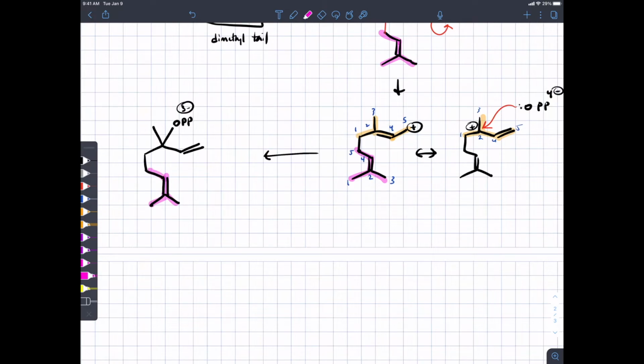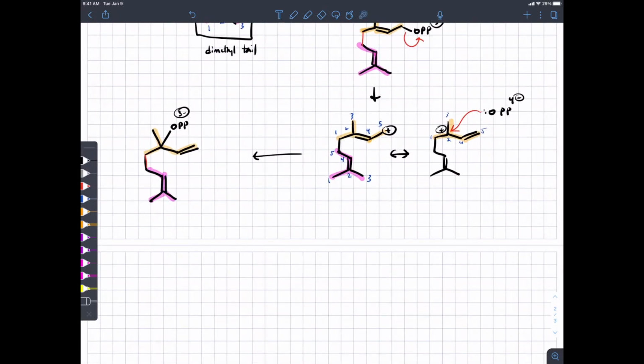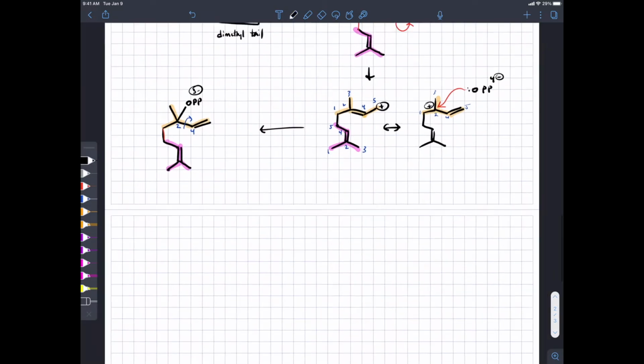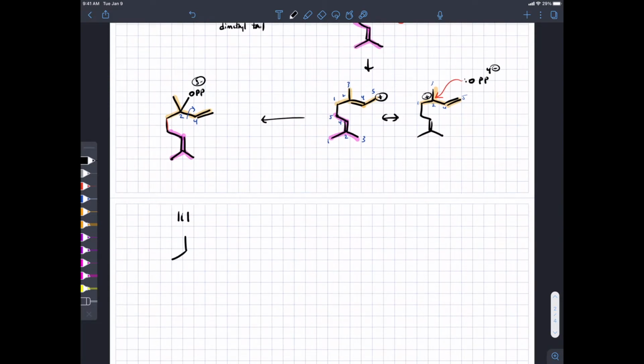And your text will take you through this too. This is a material called neryl pyrophosphate. It's an isomer of geranyl pyrophosphate. Once we no longer have double bond character in this bond between orange 2 and orange 4, it's then easy to rotate around that bond to give us this conformation.